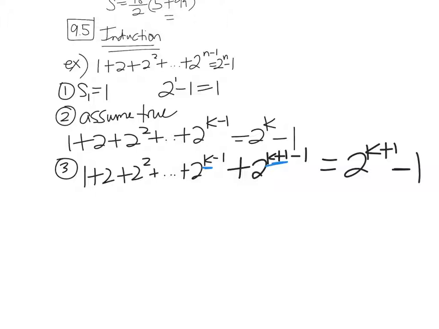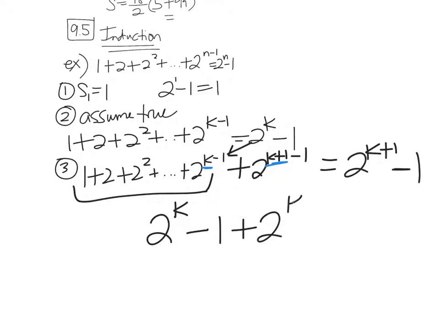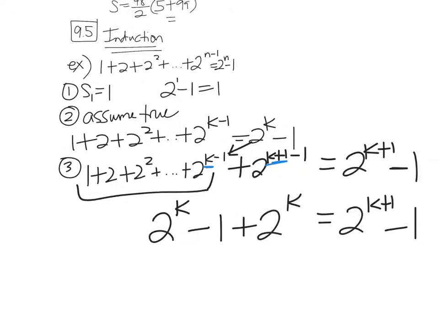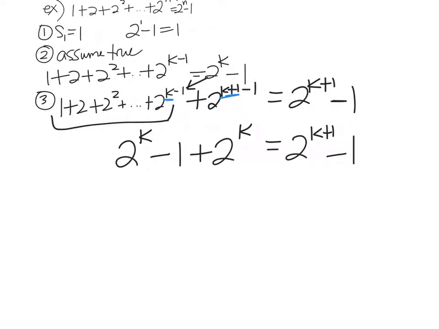And now we need to take this whole thing and replace it by what we assumed to be true. So 2 to the k minus 1 plus, this is just 2 to the k. We have to show this is equal. And some of you guys went straight to saying that they were equal, but you didn't tell me why. You wrote 2 to the k plus 1 minus 1 equals 2 to the k, but you didn't show anything, okay? So I did not believe you, no offense.